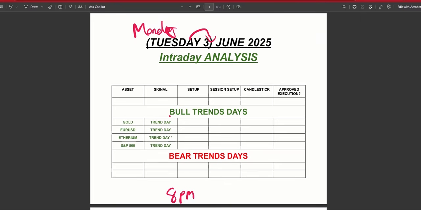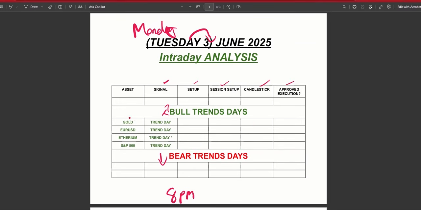So as you can see here, I have bull trends. These are just trend days to the upside, and here I have bear trend days. These are just trend days to the downside. And if you look here, I have asset, signal, setup, session setup, candlestick, and approved execution with a question mark. I'll explain this. This is very important. You can just take a screenshot and replicate it. Fill this in using your Google Doc.